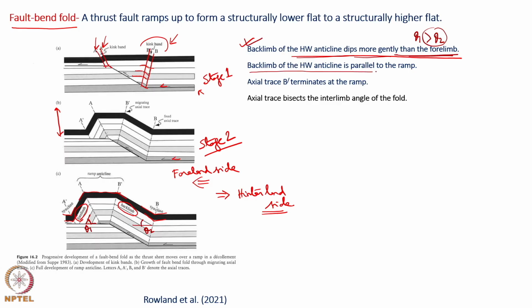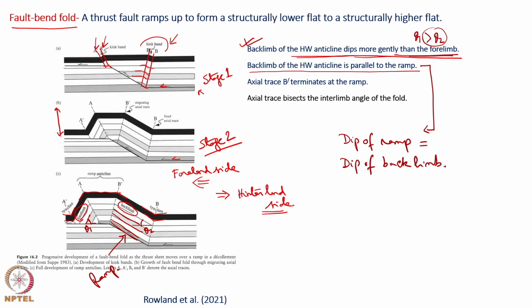The back limb of the hanging wall anticline is parallel to the ramp. Back limb, and here the layers are parallel to the ramp. This is the ramp. From here we can say that the dip of the ramp is equal to the dip of the back limb. Also, their dip directions are the same.